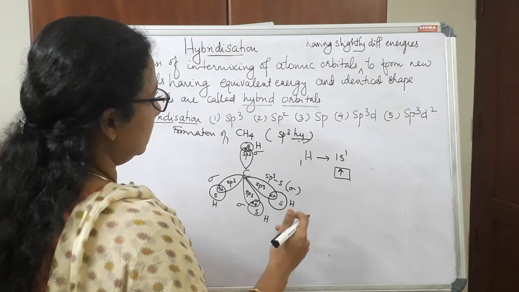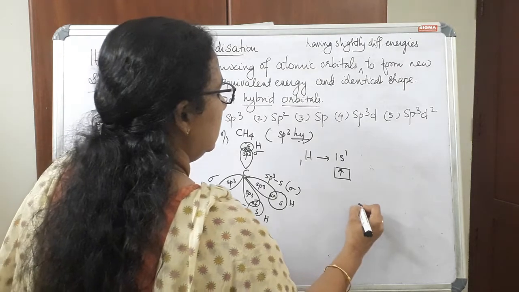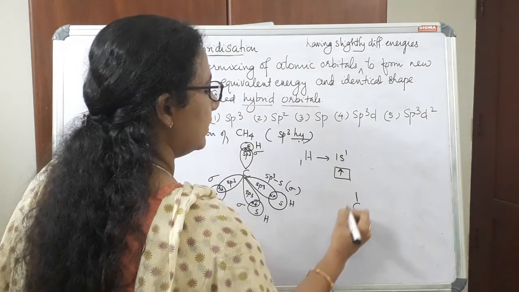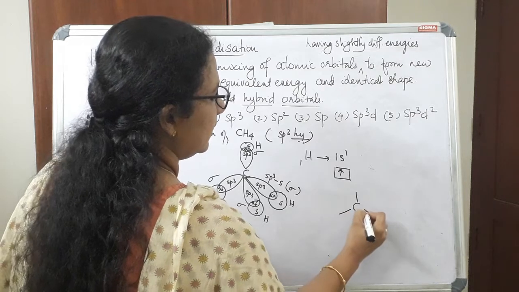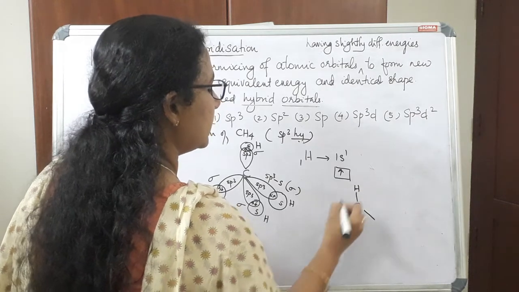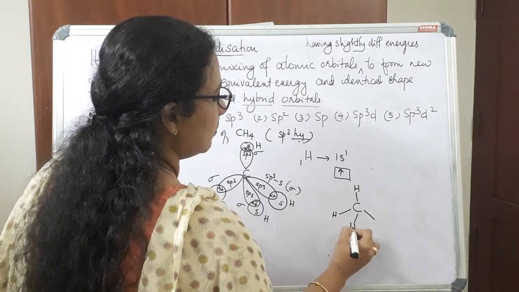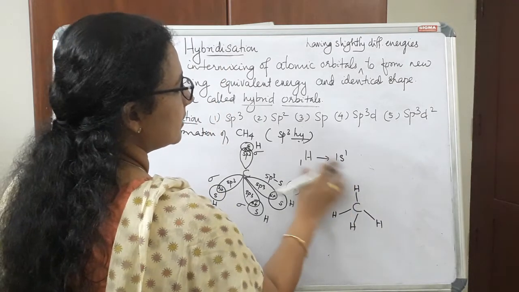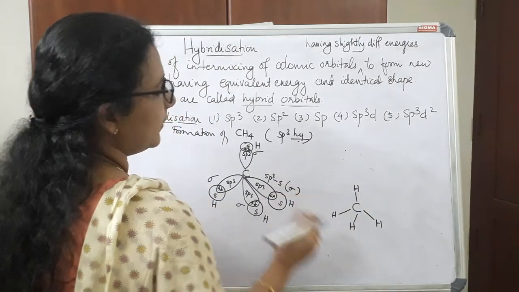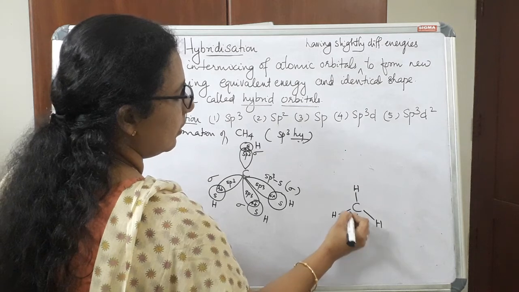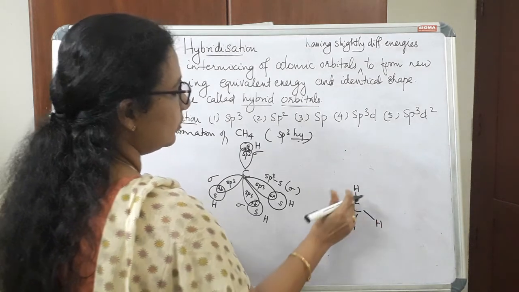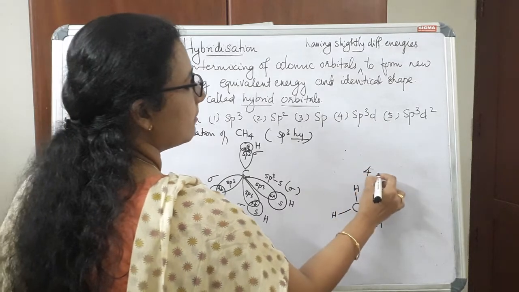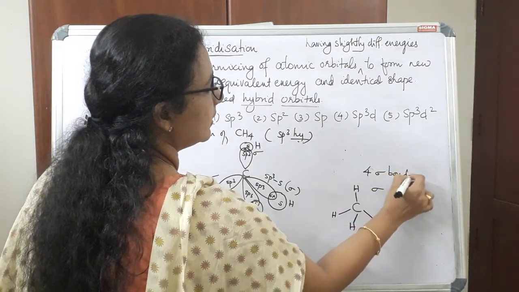Now let us draw the structure. The structure will be like this and we can represent all the sigma bonds with a single bond. So this will be the structure of methane molecule. So this is a single bond. We know that the single bond is a sigma bond. So there are 4 sigma bonds.